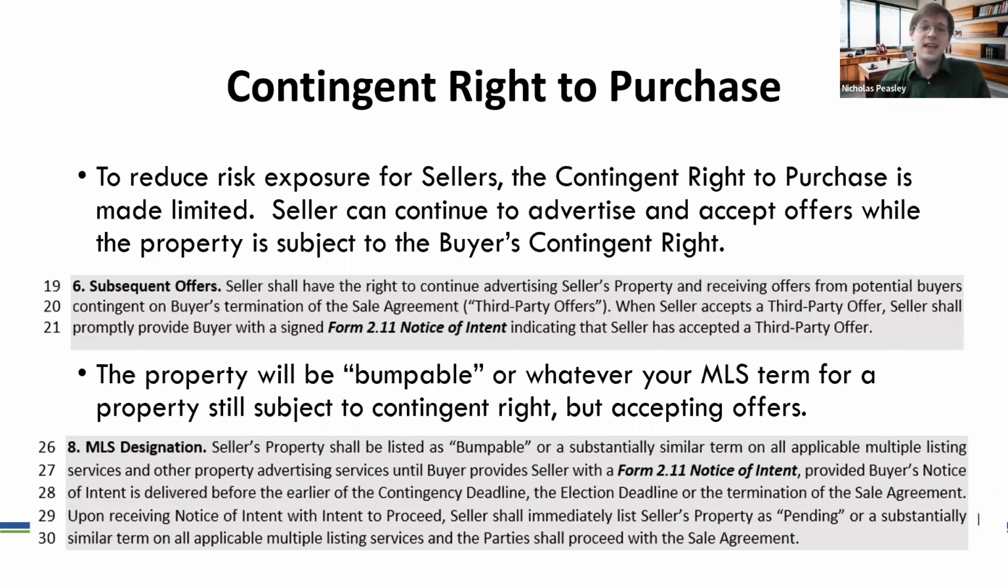In the MLS designation, this is where we say, seller, your property should be listed as bumpable or some similar term once you've accepted this offer from a buyer that is contingent on something. In some cases, this will be active subject to contingency. I've got a slide next that shows all the designations that you'll see around the state. But in this case, the seller's property, if it is still advertised, should be listed as subject to one of these types of contingencies using that MLS designation.